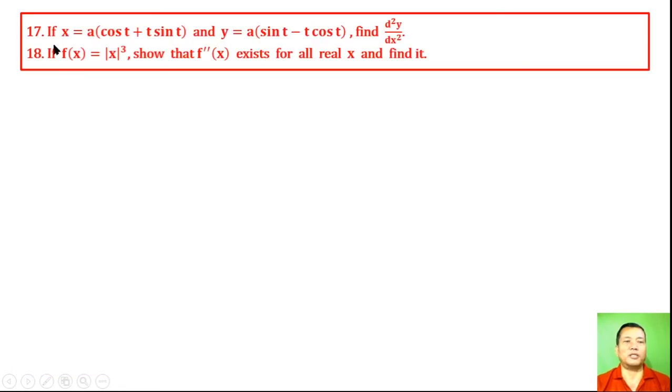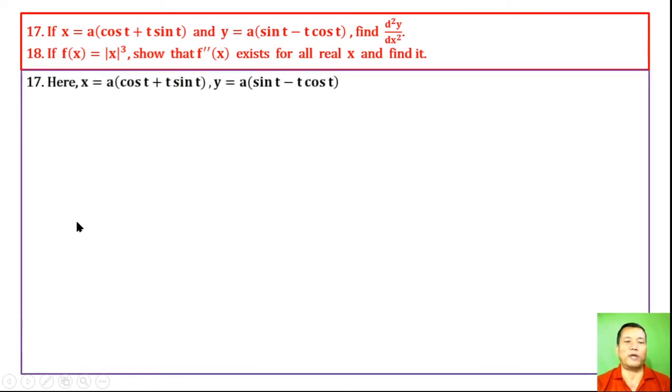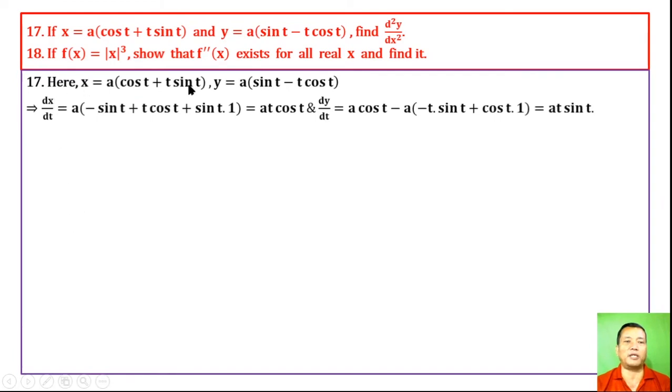For question number 17, if x equal to this, y equal to this, find d square y by dx square. The given function is a parametrically defined function where t is the parameter. For this, we have to first find out dx by dt and dy by dt. After that, we have to find out dy by dx, whose formula is this, and whose value is this. Cancelling, we get 10t.